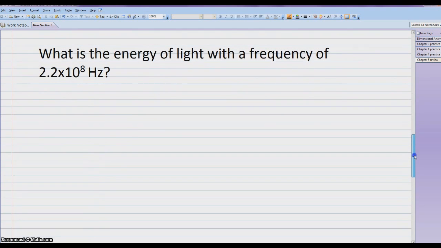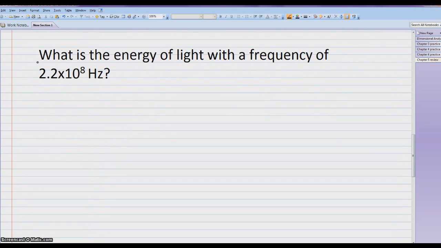Okay, let's move on to our next one. Now this one we're going to use a different equation for. The other equation that we've learned about here. So it's: what is the energy of light with a frequency of 2.2 times 10 to the 8th hertz? So our equation here is energy, which is symbolized by E, is equal to H times V. Now V is the same as it was last time, so that's still frequency.